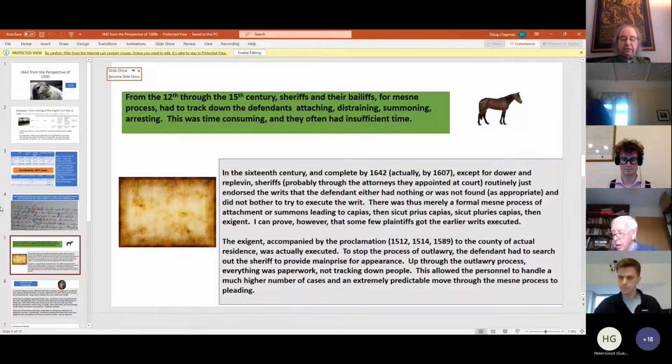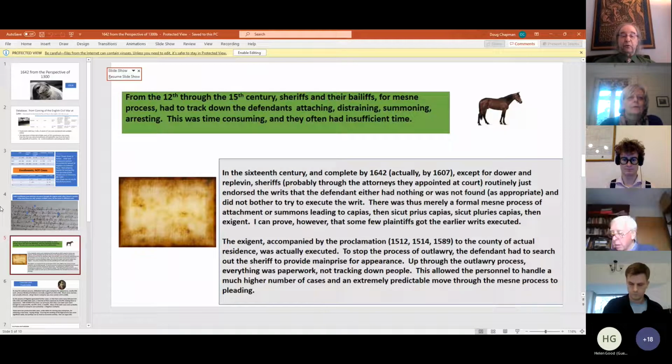From the 12th through the 15th centuries, sheriffs and their bailiffs were expected to go out and summon and distrain and attach and arrest people as part of the mesne process. That's a time-consuming exercise, and it wasn't unusual for sheriffs and their bailiffs to come up short on time. So going through from initial summons or initial attachment to the exigent for outlawry was an indeterminate amount of time, simply because sheriffs had such great difficulty in finding people.